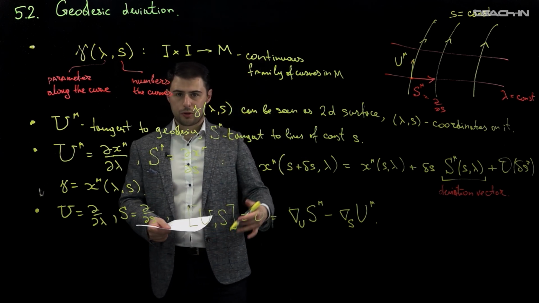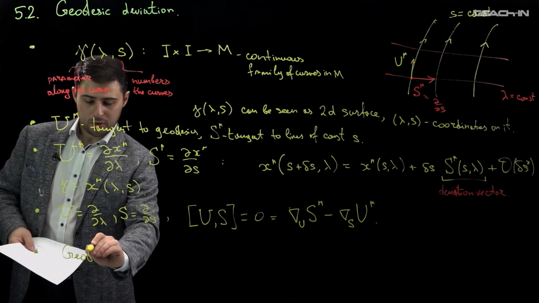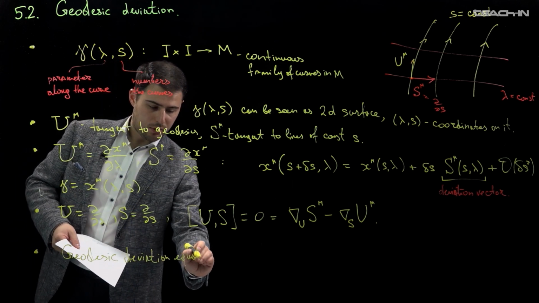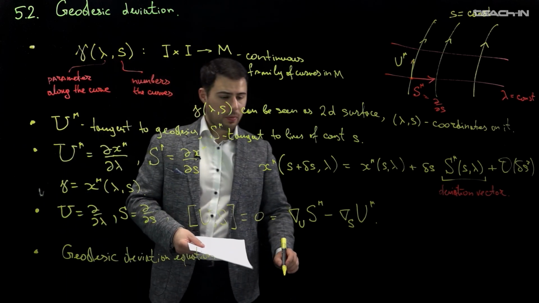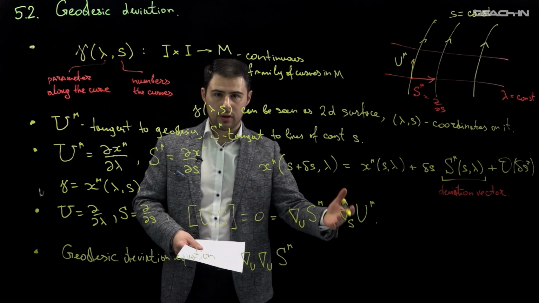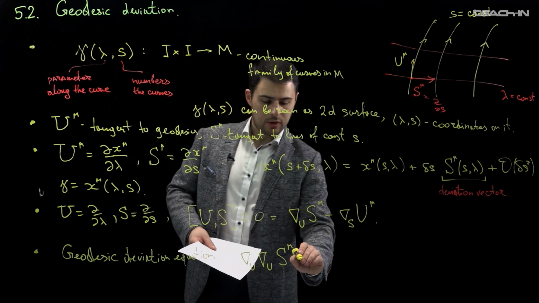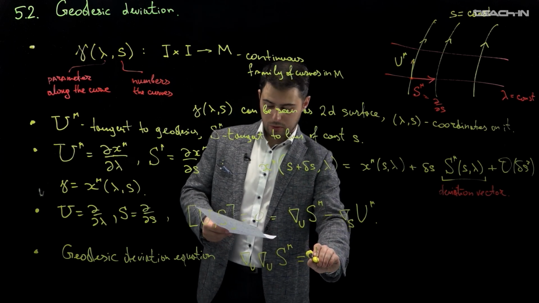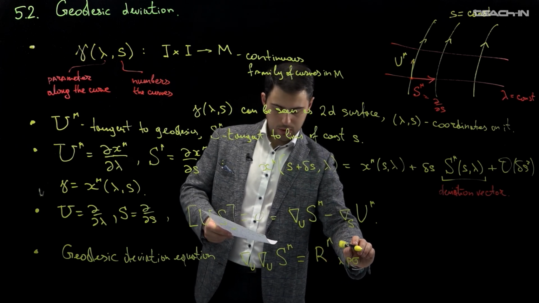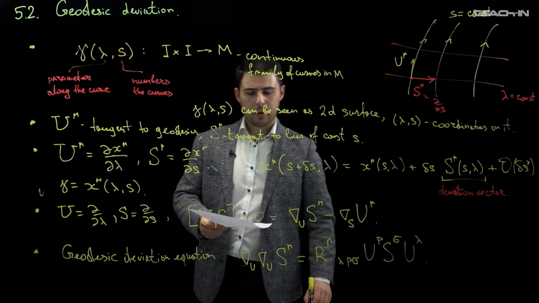Now we can derive an important geodesic deviation equation. So we can see how the second derivative of the deviation vector along the null geodesics is actually directly connected to the curvature. So this is R mu lambda rho sigma u rho s sigma u lambda. We will now prove the statement.